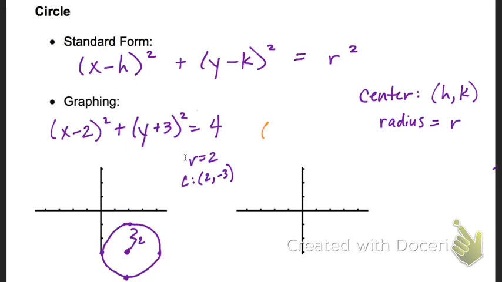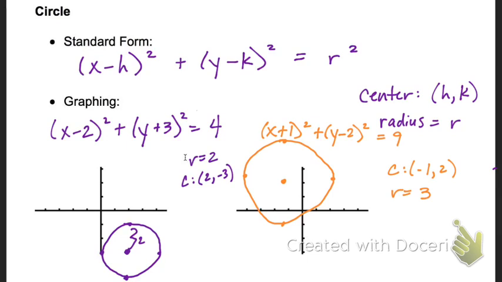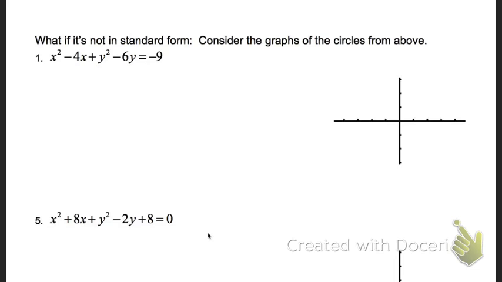So let's say that I had (x plus 1) squared plus (y minus 2) squared equals 9. Try graphing that one. So graphing it is super, super easy. I guess the most difficult part is whenever it's not in your standard form, so you have to complete the square to get to that point. We're going to need to complete the square.